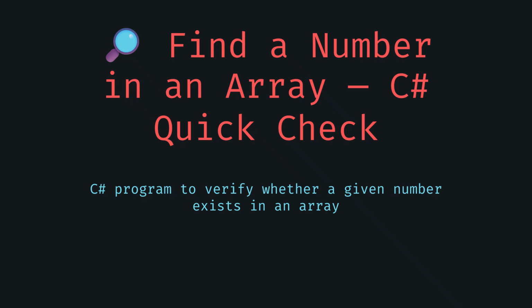Welcome. Today, we'll build a tiny but super common C# utility. Check whether a number exists inside an array. This is a great beginner-friendly exercise because it teaches array handling, small helper methods, and two convenient approaches you can use in real code. The built-in LINQ Contains method and a simple manual loop for environments without LINQ. We write a clean, well-commented C# program, run a couple of tests, and explain what happens step by step. Let's get started.